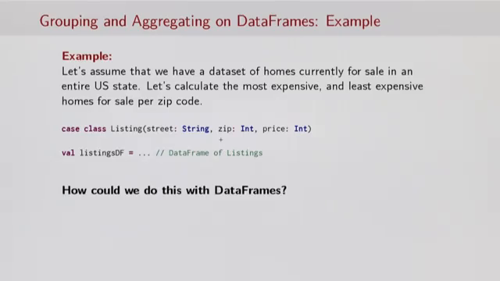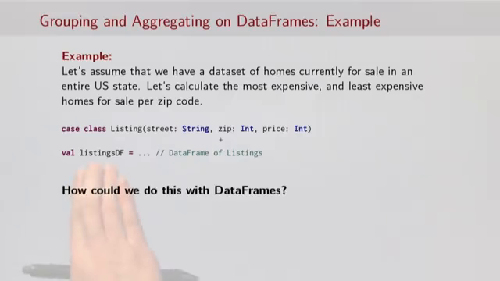Let's assume that we have a data set of homes currently for sale in one entire US state. Let's try to use these grouping and aggregating operations to calculate the most expensive and the least expensive homes for sale per zip code. So we want to do this per zip code. We want to find the most expensive and the least expensive per zip code in this entire state.